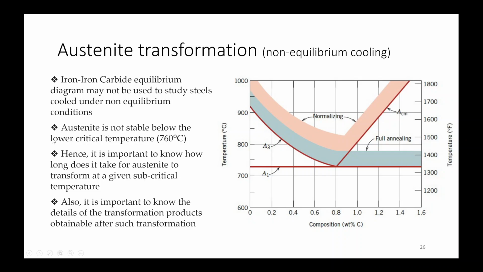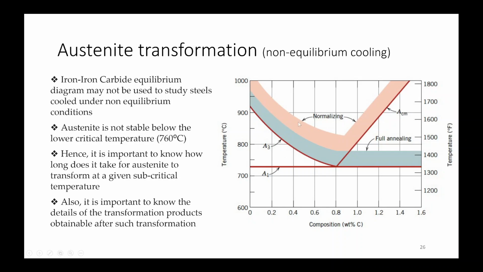Austenite is not stable below the lower critical temperature, 760 degrees Celsius. Hence, it is important to know how long it takes for austenite to transform at a given subcritical temperature. Also, it is important to know the details of the transformation products obtainable after such transformation.